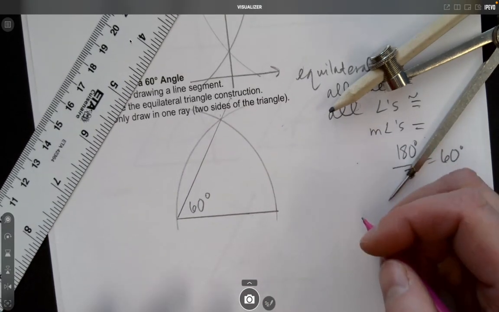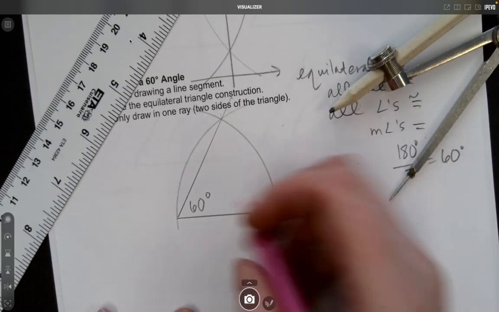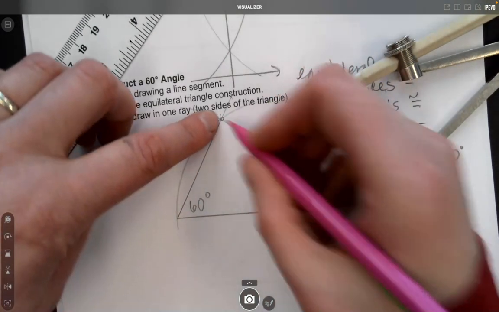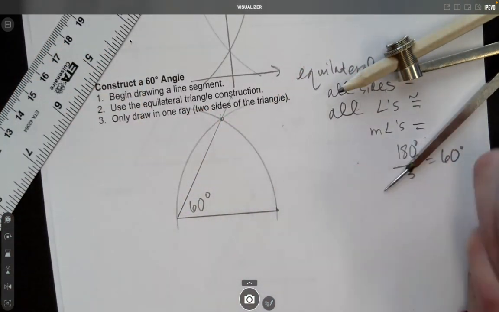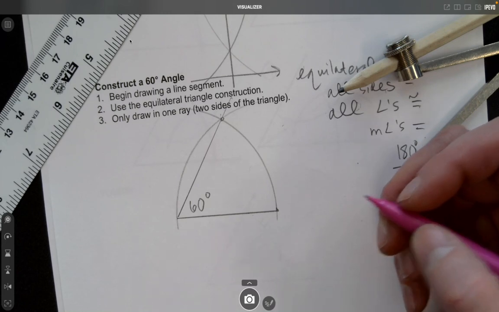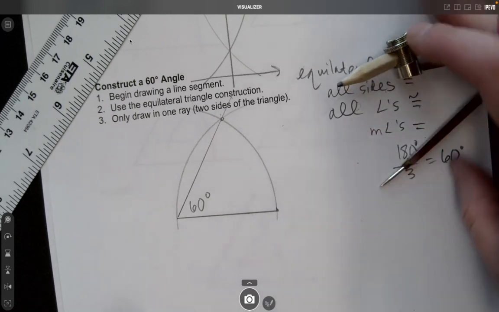Again, I could bisect this and make a 30, right? I could take this angle right here. I could go from here to here, do a fish, and cut it in half and make it a 30-degree angle. So lots of different angle measures we can work with now.